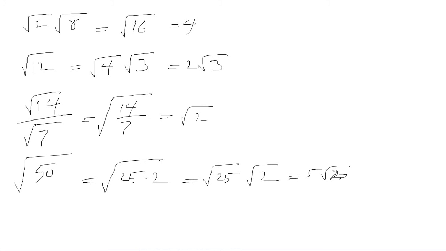Okay, now how do we add up radical expressions? How do we subtract radical expressions? Let's take a look at some examples. We have radical 27 plus 3 radical 2 plus radical 12 minus 2 radical 18, and we want to simplify this expression.